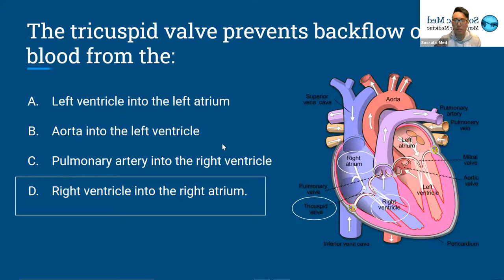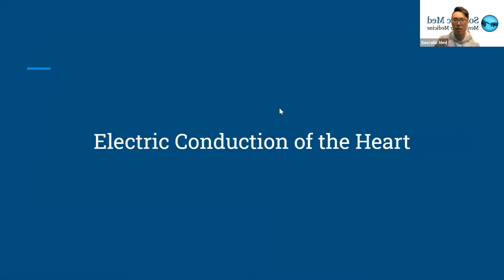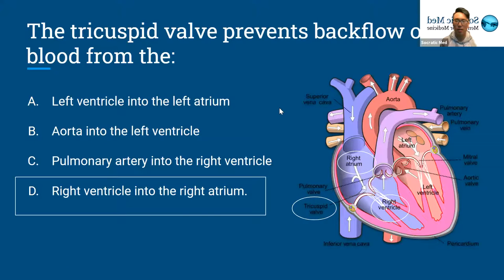So everyone did a good job. Most people got it right. And the mnemonic LAB RAT, so RAT: right atria, tricuspid. So I think everyone should learn that mnemonic. Any questions on this question?